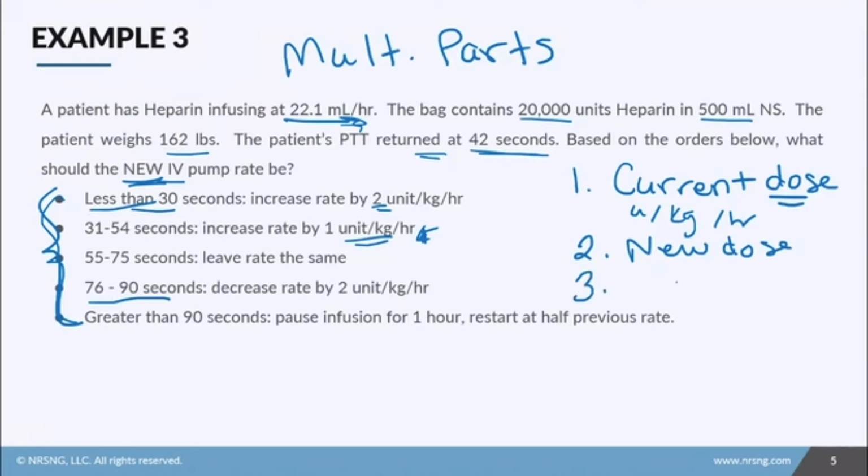And the third step is then going to be, now that we know the new dose, find out the new rate. So we've planned ahead. We know what our 3 little steps are. So let's go ahead and do them.